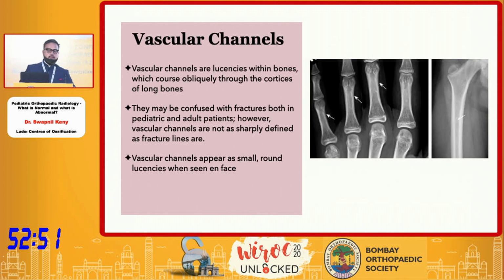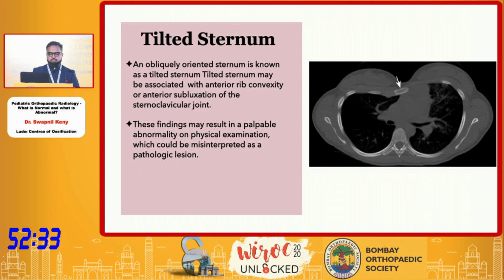Vascular channels are lucencies within bones which course obliquely throughout the cortices of the bones. They may be confused with fractures in both children and adults. However, vascular channels are not as sharply defined as fracture lines. Vascular channels appear as small round lucencies when seen.